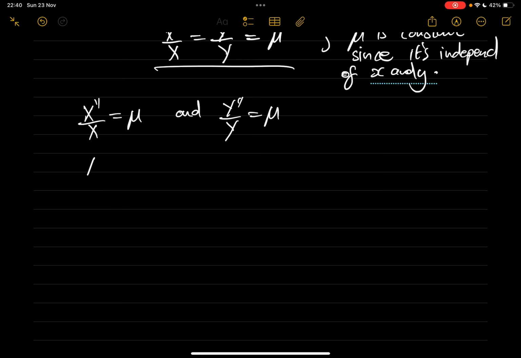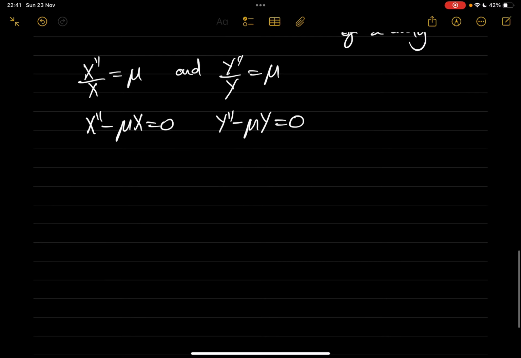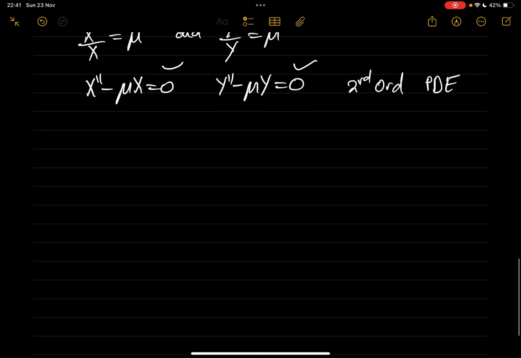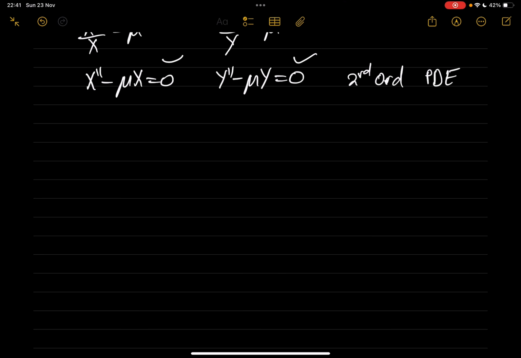So I can rewrite these equations as X double prime minus mu X is equal to 0, and also Y double prime minus mu Y is equal to 0. From this point, we're just going to treat both of these as second order ODEs. So you're just going to find the auxiliary equation for both.